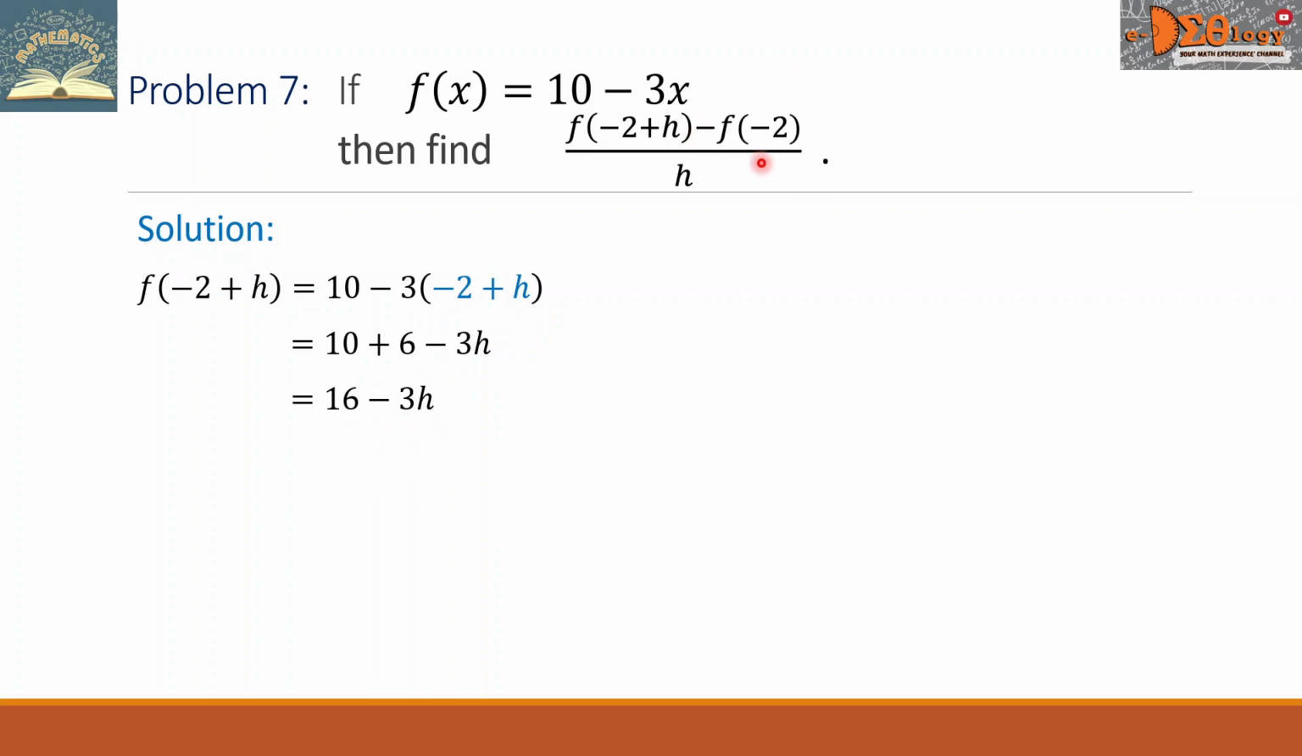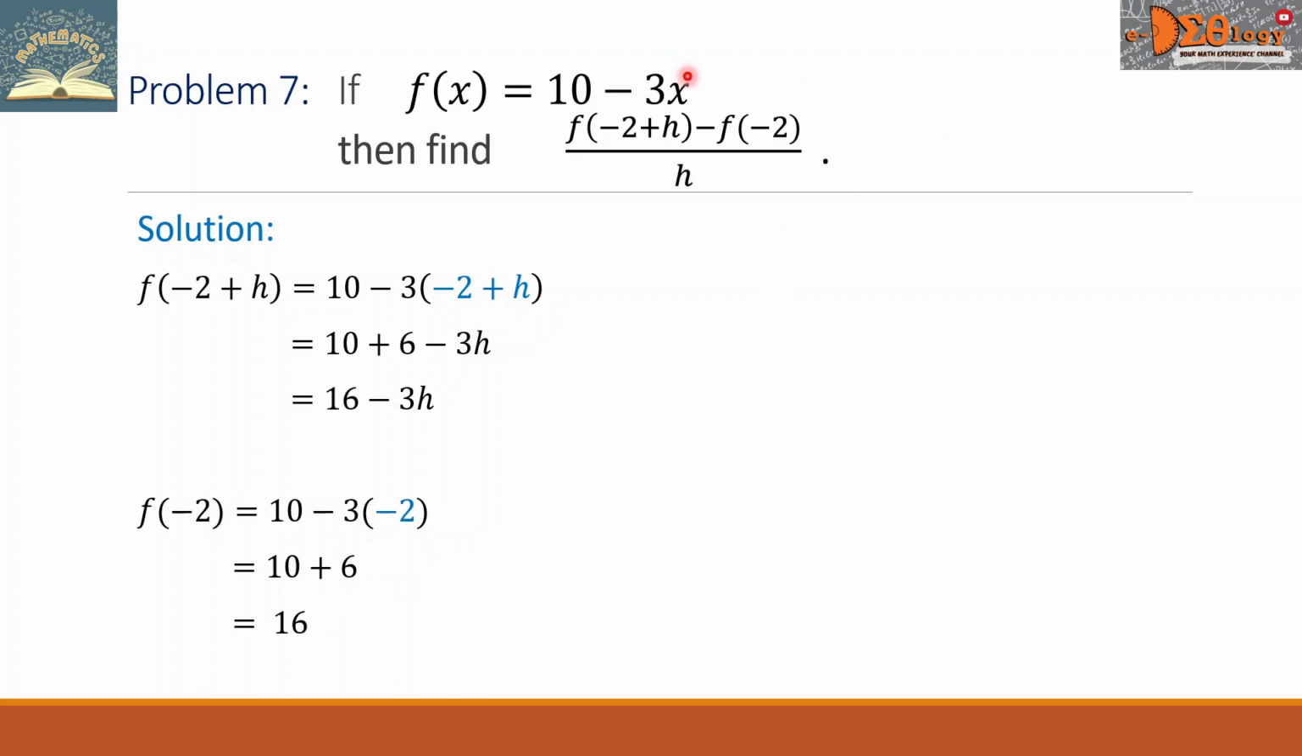Next, let us evaluate this f of negative 2. So we have now 10 minus 3x, where x is now negative 2. Then we multiply negative 3 by negative 2. We get positive 6. 10 plus 6 is 16.